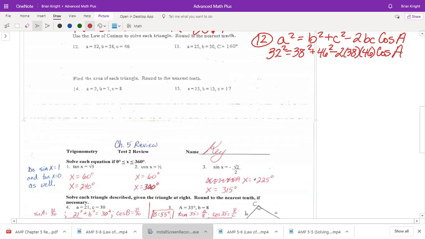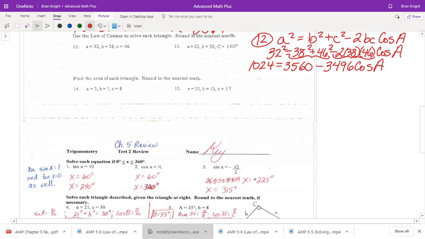What is 32 squared? I don't have this written down, so I'll need y'all to tell me. 1024. Remember, you can't put all of this in your calculator, so you have to break it up into parts. What's 38 squared plus 46 squared? 3560, minus, what's 2 times 38 times 46? How much? 3496. And then bring down your cosine of A.